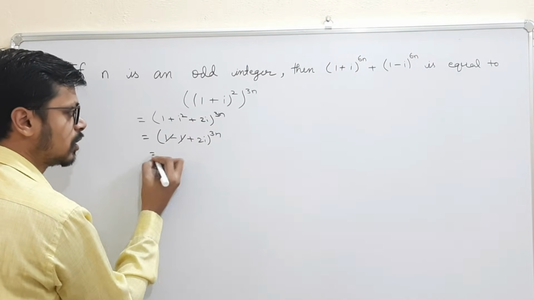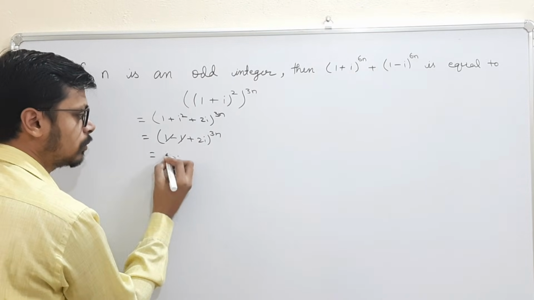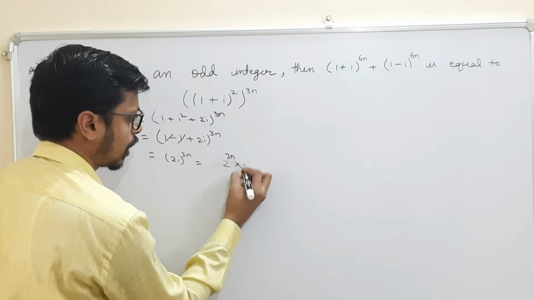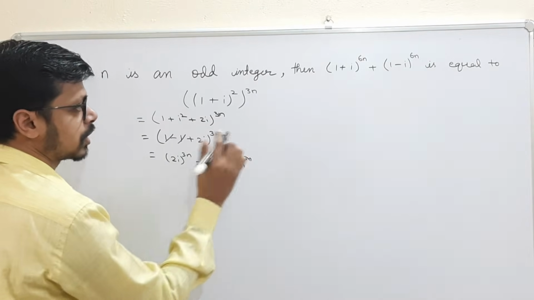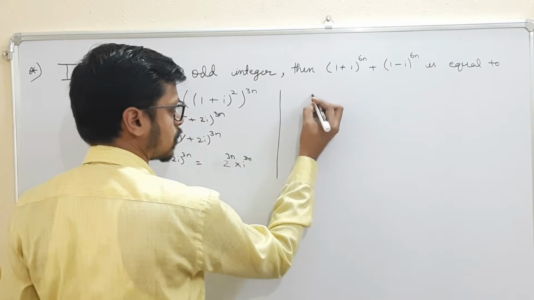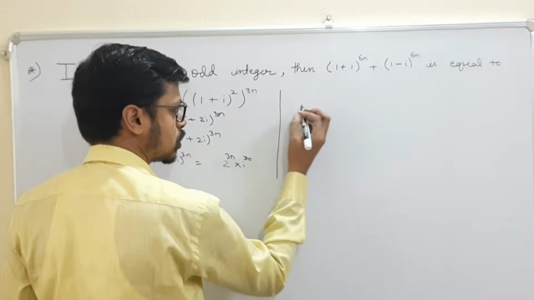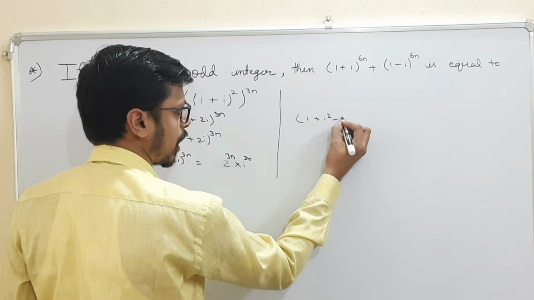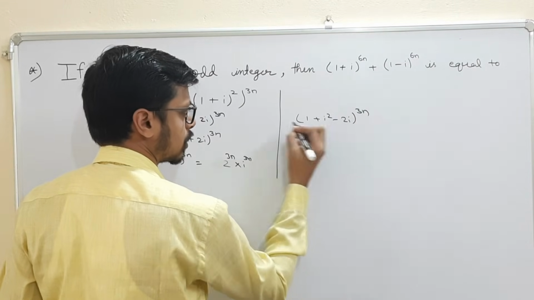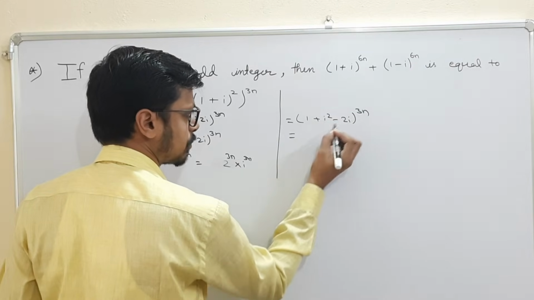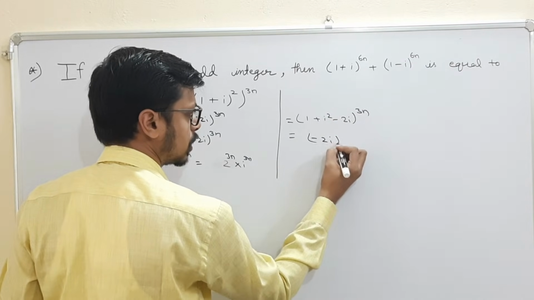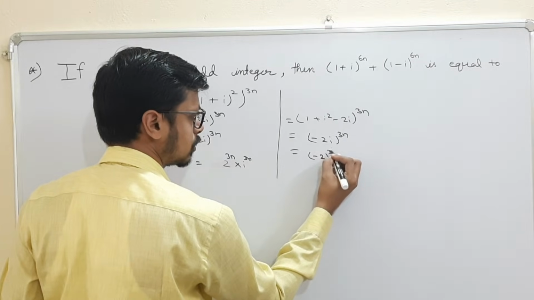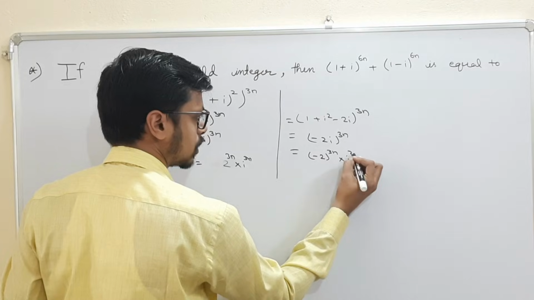This one will get cancelled. Now here we are getting (2i) power 3n, which can be further written as 2 power 3n into i power 3n. Okay. Now in a similar way, if you solve this part also, it will become (a - b) whole square. So you will get a square plus b square minus 2ab, and power 3n. If you solve this one, 1 will get cancelled, minus 2i power 3n. Correct? Which can be written as minus 2 power 3n into i power 3n.